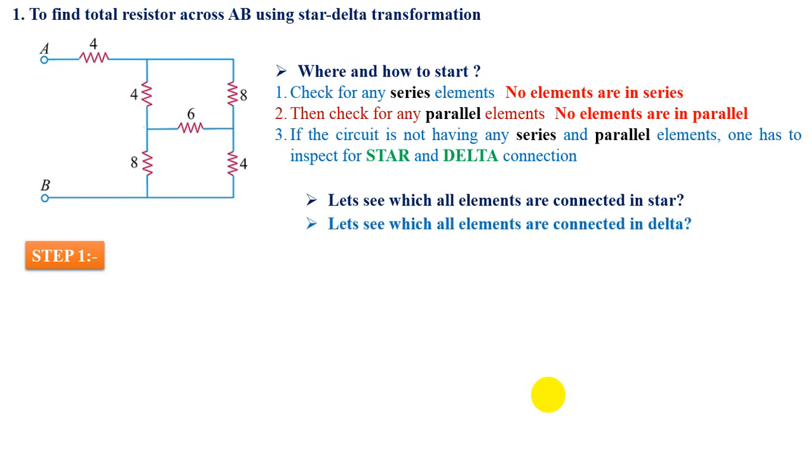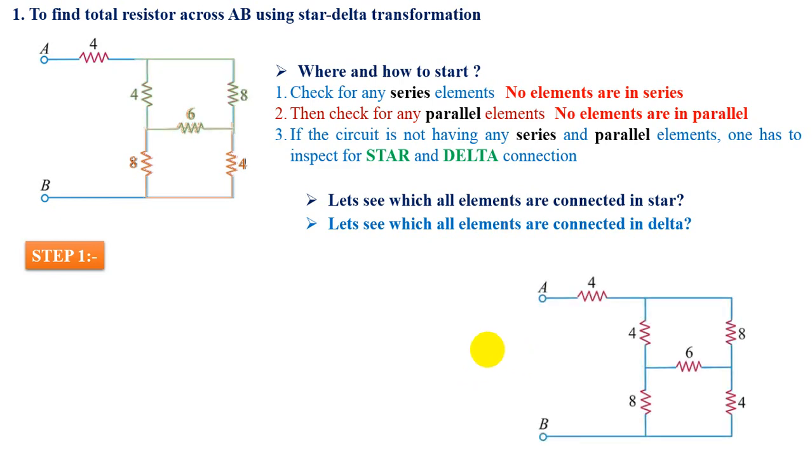Now let us see all the delta connected elements, right? So delta has 3 ends again, so you can see your 8, 6 and 4 is your delta, right? So this is one end, this is the second end, and this is your third end, right? And we have only one more delta, that is the other way, 4, 6 and 8. So now we have seen which elements are connected in star and delta, but how do we start, right? So let us solve here.